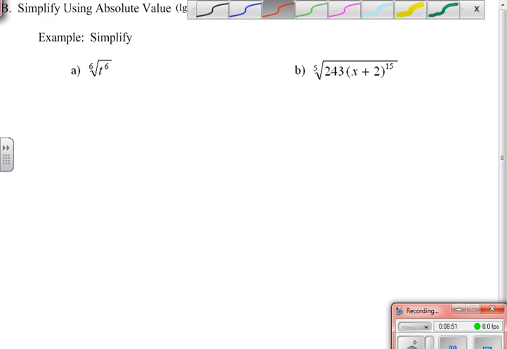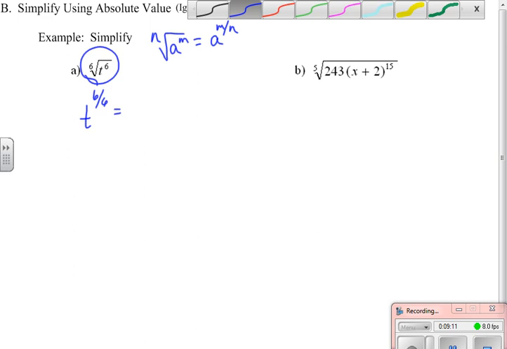Our next set of examples look very complicated because they have the 6th root of t to the 6th. There's another property, if you remember, the nth root of a to the nth can also be written as a fractional exponent. So sometimes when you have these exponents, it's easier to think about writing it that way, t to the 1st.